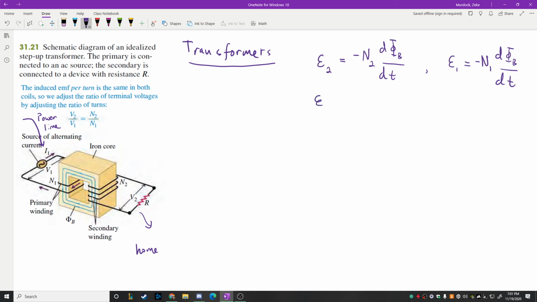So we end up getting that epsilon 2 over N2 is equal to EMF 1 divided by N1. Then we say those are related to the voltages, so we rewrite them like this. We end up getting that E2 over E1 is equal to N2 over N1. And because these EMFs are also voltages, you get this relationship right here.